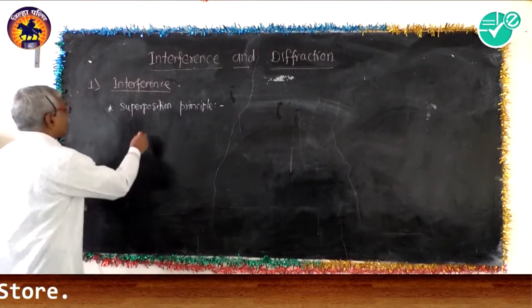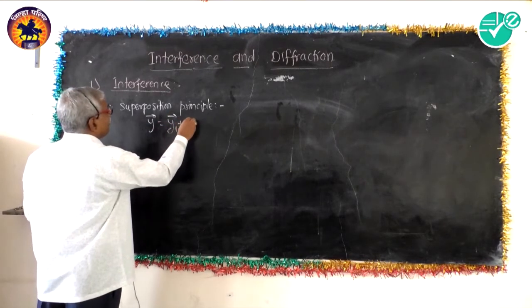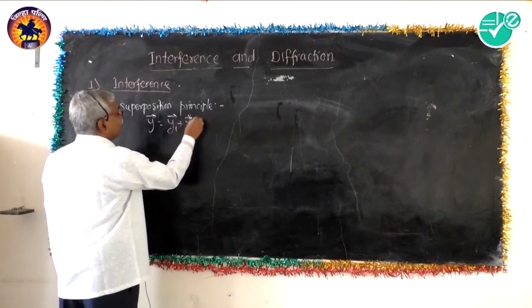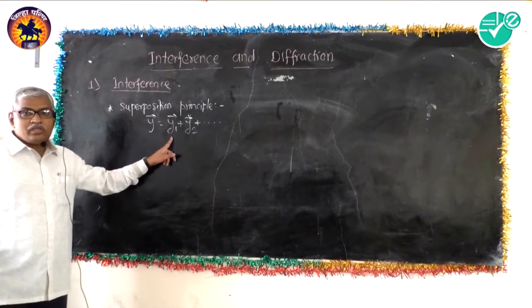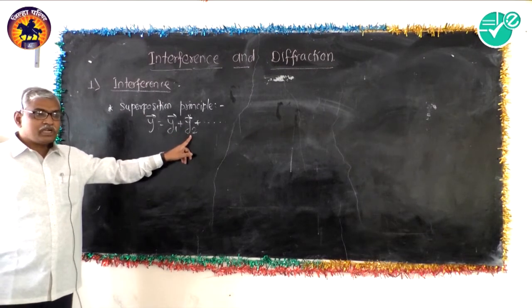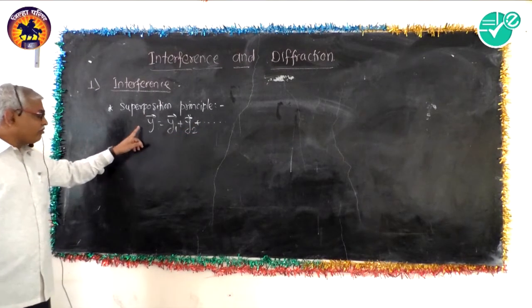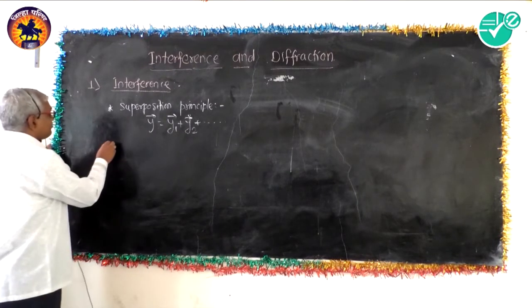That is, vector y is equal to vector y1 plus vector y2 plus dot dot dot etc., where y1 is the displacement of first wave, y2 is the displacement of second wave, and so on, and vector y is the resultant displacement.